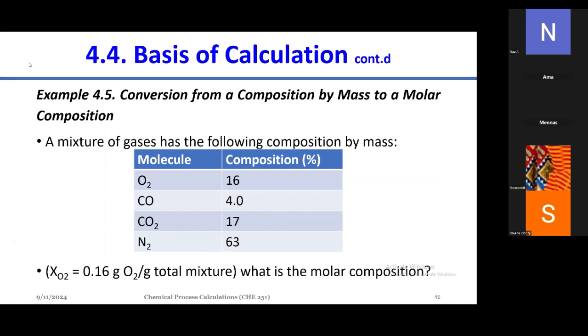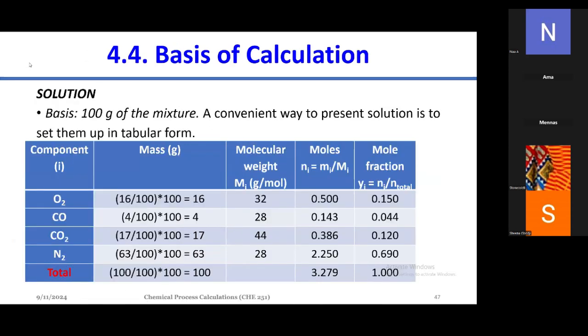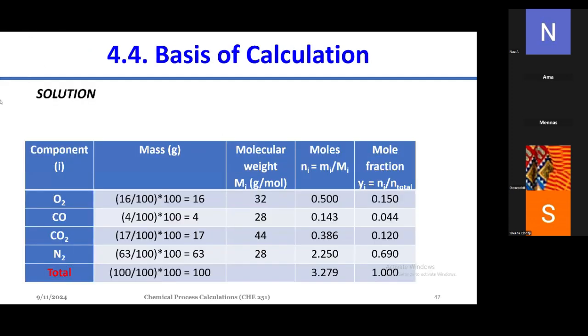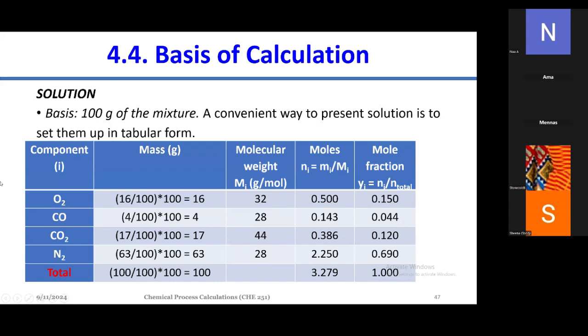That's why you have to set your basis. So I can decide to set a basis of 100 grams of the mixture. So I'm saying that the total mass of the mixture is 100 grams. If oxygen is 16% of it, you can draw a table to make your calculation easier. My mass of oxygen will be 16% times the total mass I have, and that will be 16. If let's say I chose my basis to be 1 gram, then it's going to be 16 over 100 times 1, and I'll get 0.16.